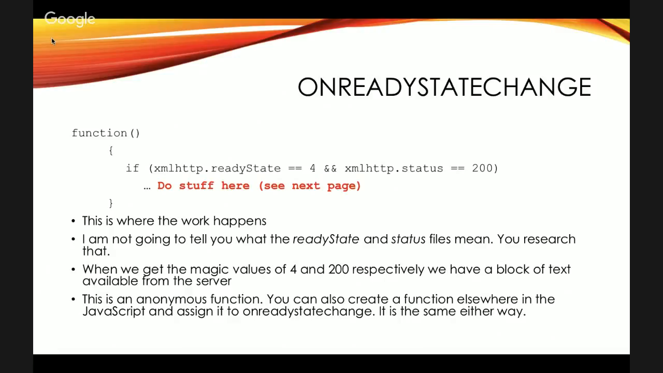W3 Schools is a fantastic place to find it. There's a million other places out there on the internet. I want you to go look at those and see what those values mean. And when you are understanding them, you will understand more the state machine nature of Ajax. It goes through several state changes, and when you get to a particular one, the 4 and the 200, then you're ready to go.